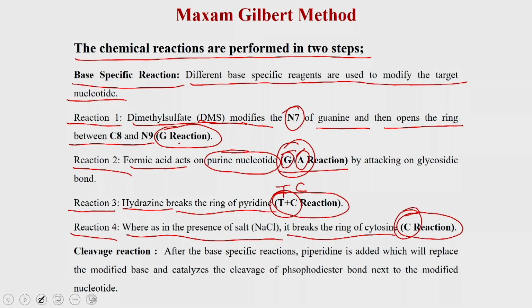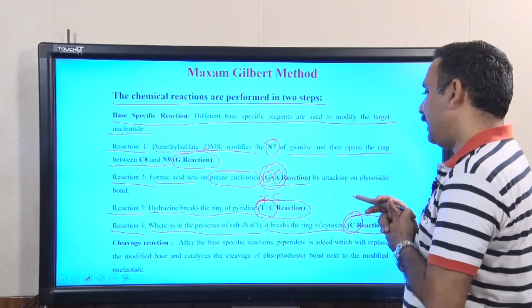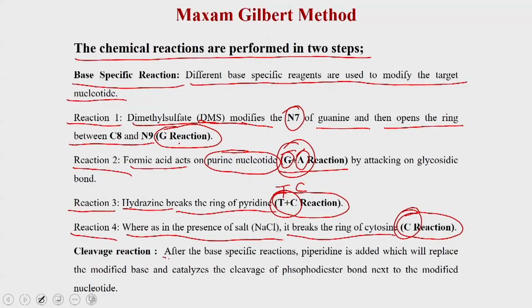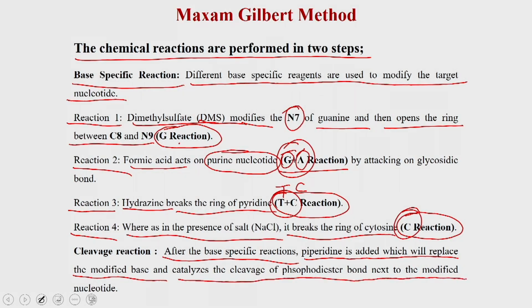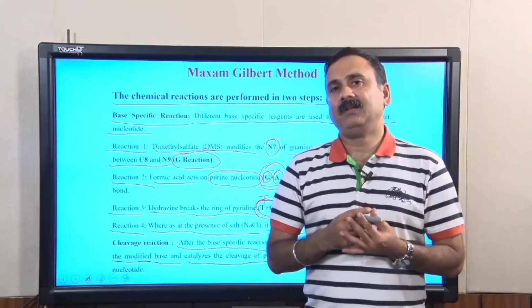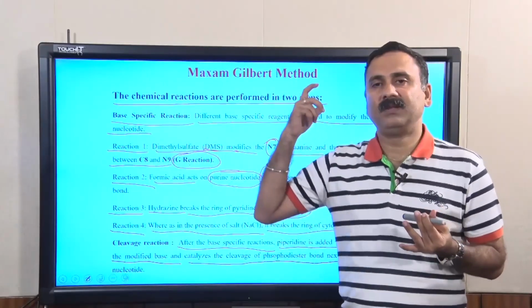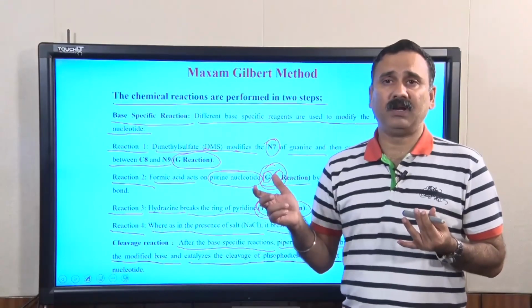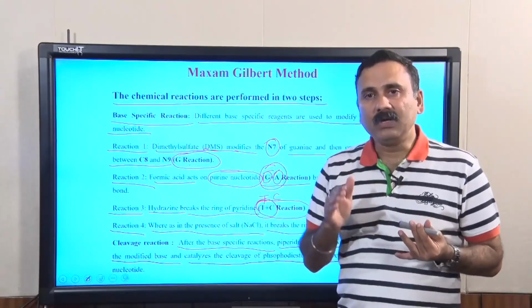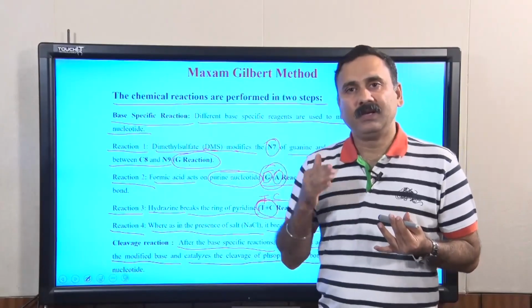Once you have done all these modifications, you will perform the cleavage reactions. After the base specific reactions are over, you add piperidine, which is going to replace the modified bases and catalyze the cleavage of the phosphodiester bond, and that is how it generates DNA fragments of random sizes. These DNA fragments are then separated on high resolution polyacrylamide gels, and subsequently you will do the autoradiogram and you will get the bands.